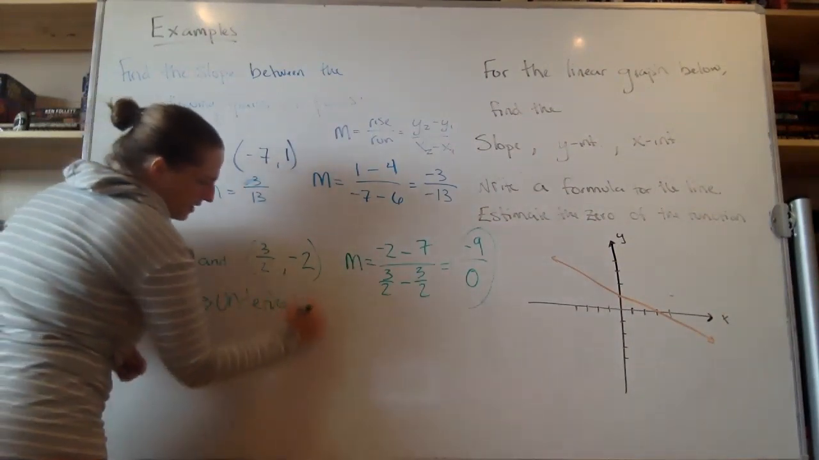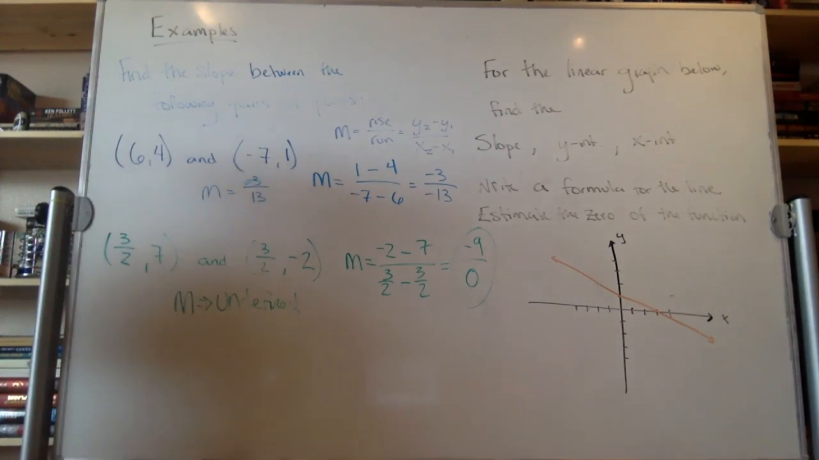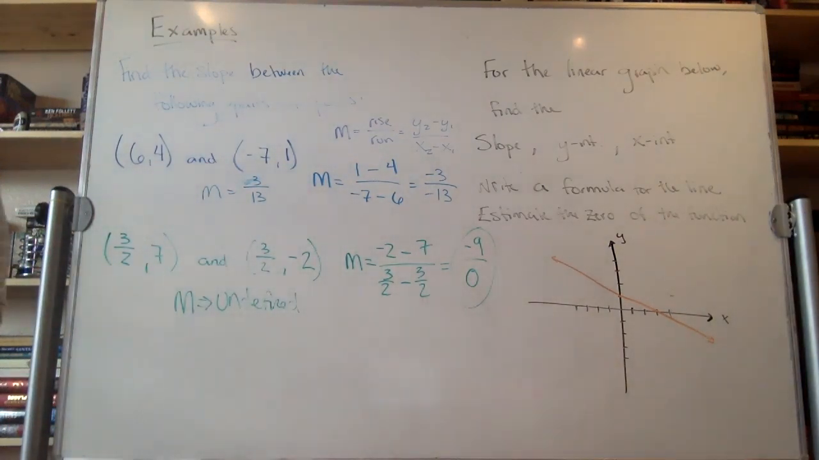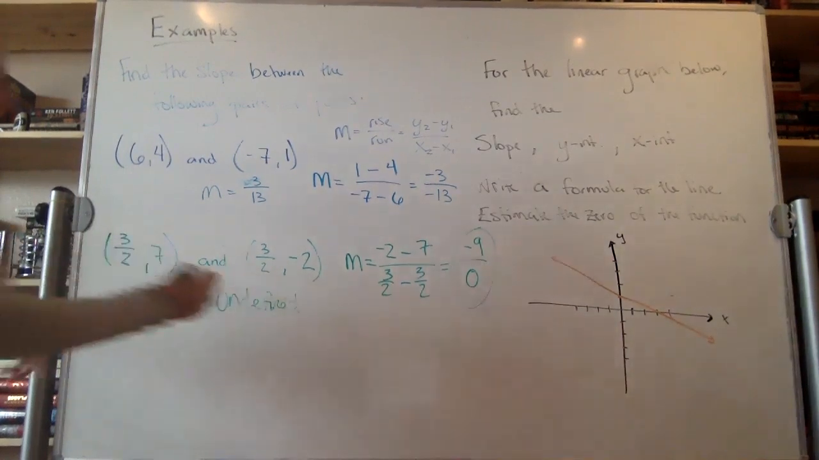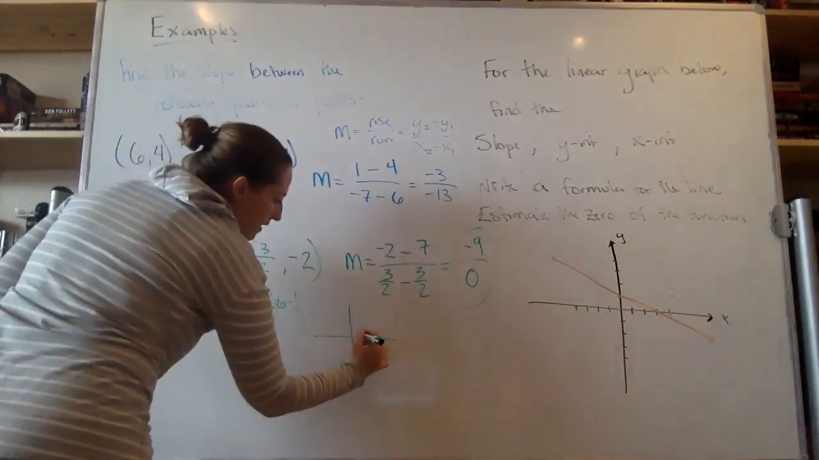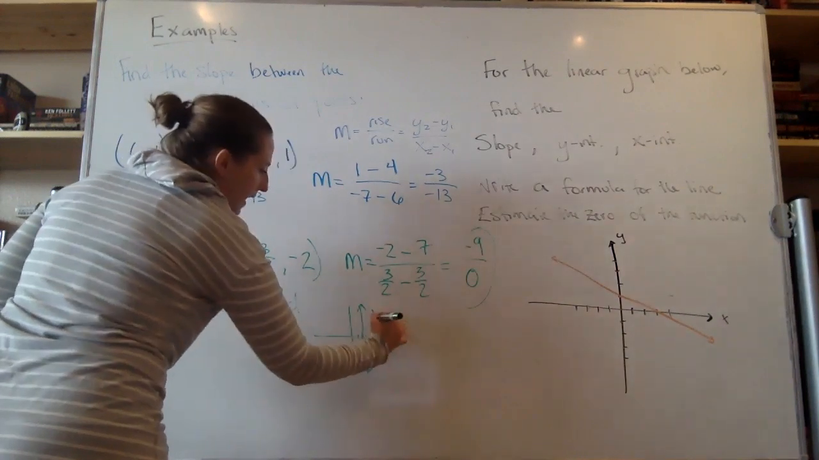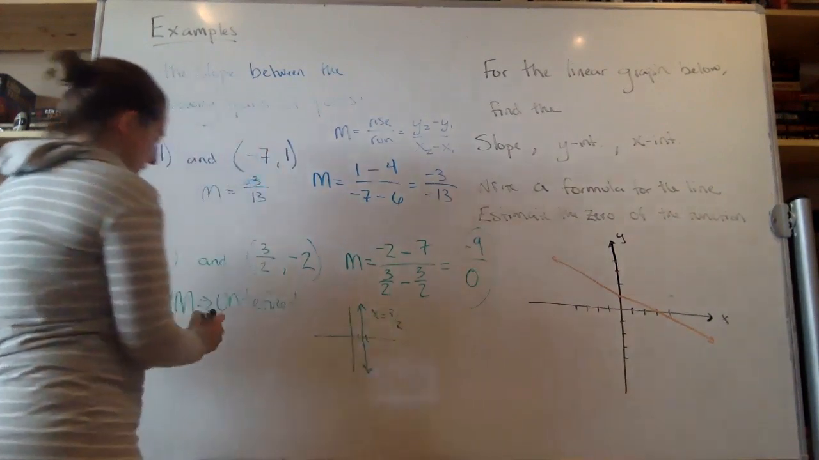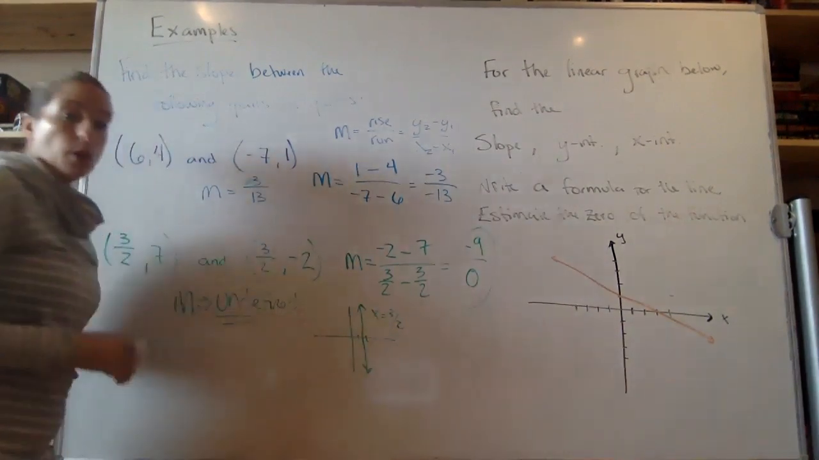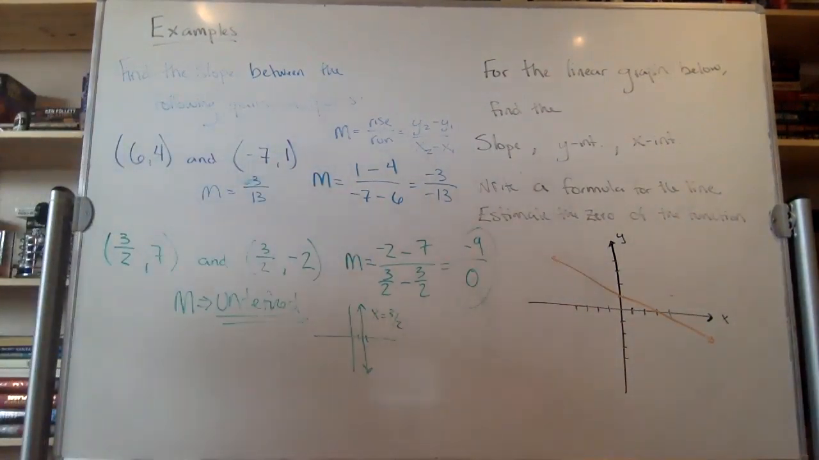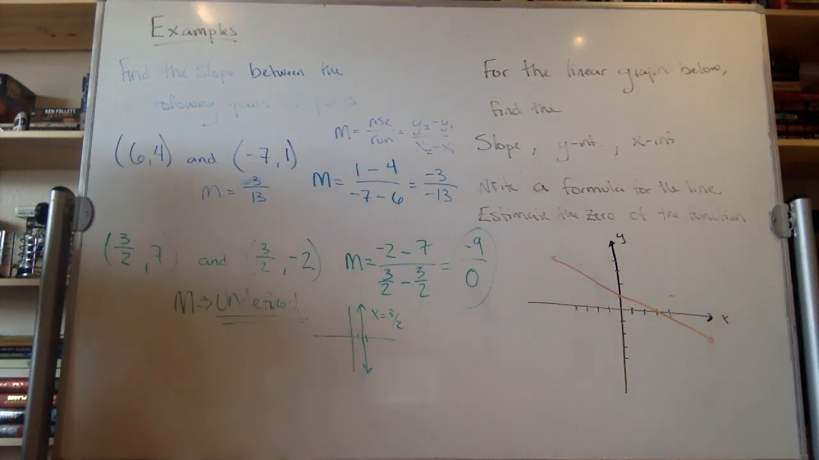And just as a reminder, what types of lines have undefined slope? Well, vertical lines, so straight up and down lines. So this is the vertical line that's happening at 3/2. So this would be the vertical line, x equals 3/2. But the thing we were asked to find, our slope, is undefined. Okay, all right, let's look at our next example over there.